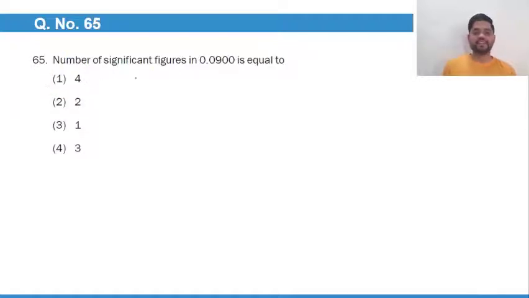65. The number of significant figures in 0.00900 is equal to. The rule is very simple. Zeros that come on the left-hand side before the first non-zero digit are not considered. So these are not considered, only 900 remains, and hence the significant figures are 3. Zeros before the non-zero digits are irrelevant. Hence there are only 3 significant figures, and the answer is 3.